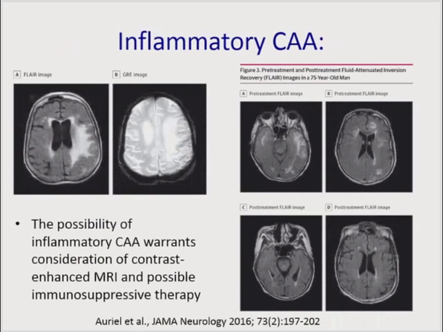This is a great review by two of my colleagues, Anand Viswanathan and Steve Greenberg. Another thing to know about CAA is that it can sometimes have an inflammatory component, and sometimes you see very dramatic signs of FLAIR T2 signal, as shown here. The possibility of inflammatory CAA sometimes warrants consideration of contrast-enhanced MRI, which can be useful to detect this condition. And in cases where it's identified, use of immunosuppressive therapies can help resolve these white matter hyperintensities quite dramatically. Again, I'll point you to this paper by Steve Greenberg's group, which discusses how you might select patients both for imaging and for treatment.